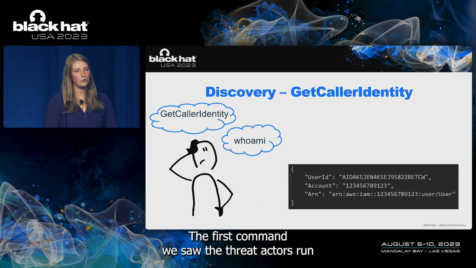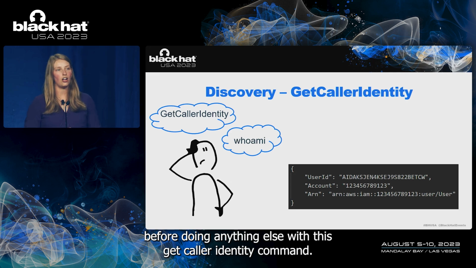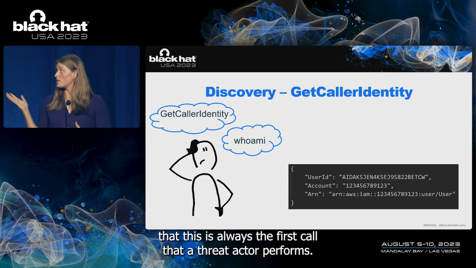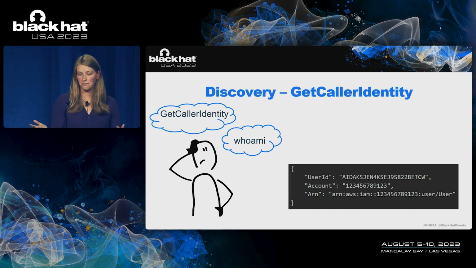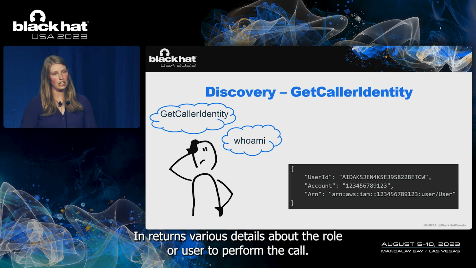The first command we saw the threat actors run before doing anything else was this get caller identity command. We see this over and over in cases, that this is always the first call that a threat actor performs. You can think of get caller identity as the "who am I" of AWS, and it returns various details about the role or user that performed the call.